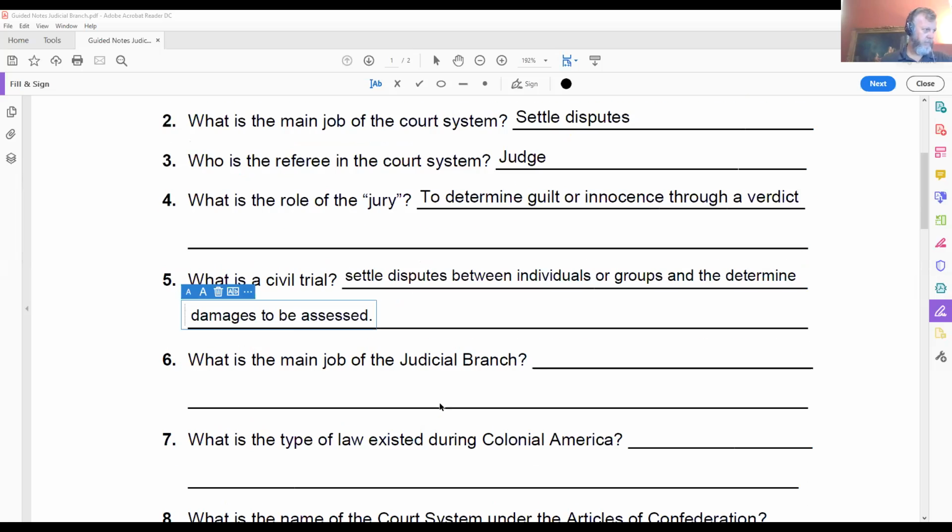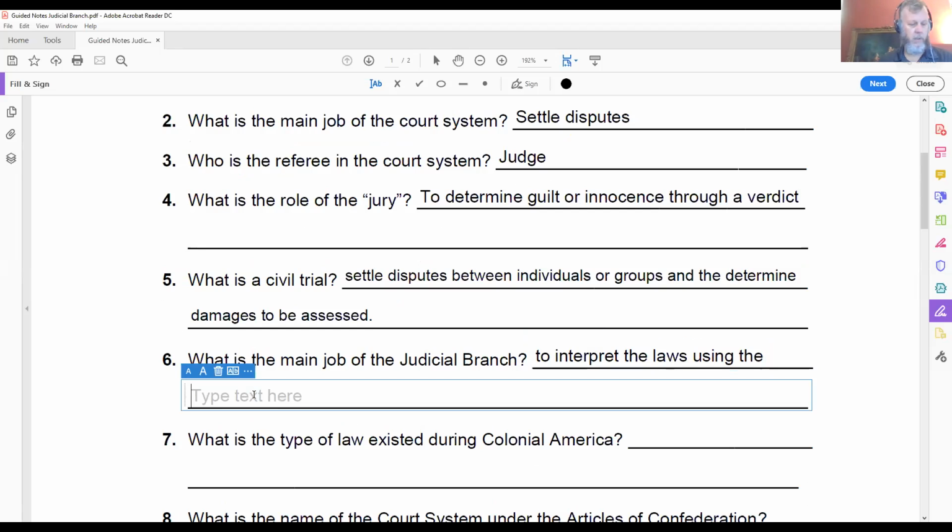PDF. What is the main job? To interpret the laws using the what? Using the Constitution as its rule book. Oops, misspelled.